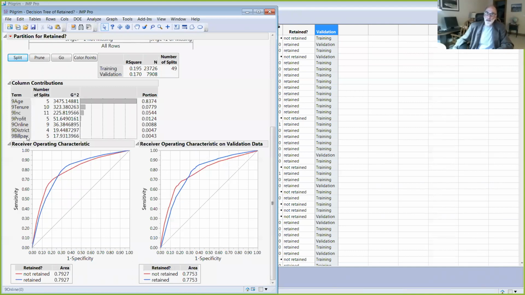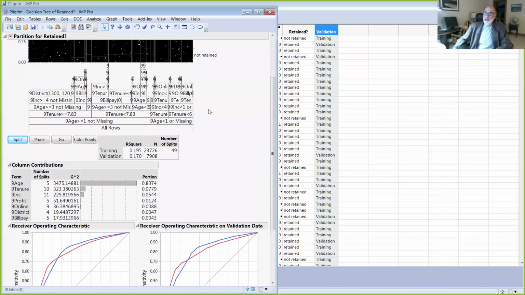You can see that whether or not they were a bill pay customer appeared in 5 splits, but it has very little contribution to explaining retained customers versus not retained customers.